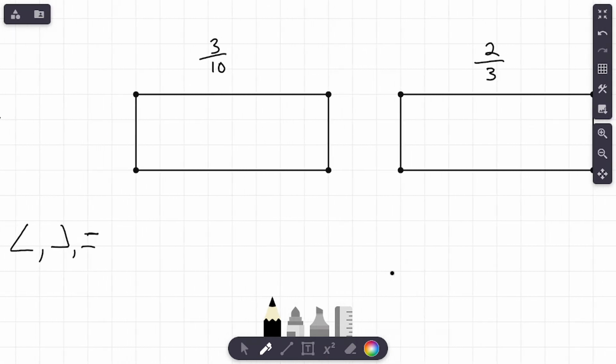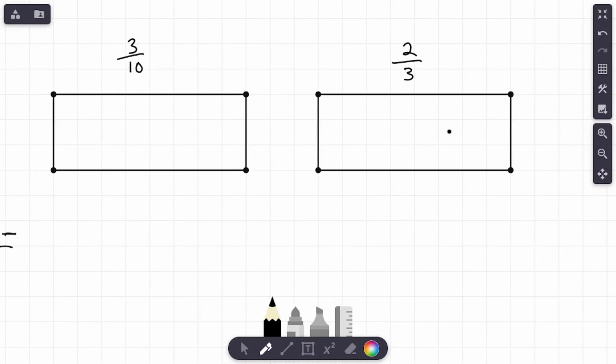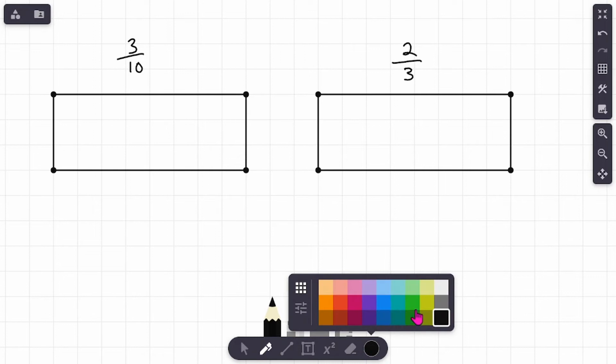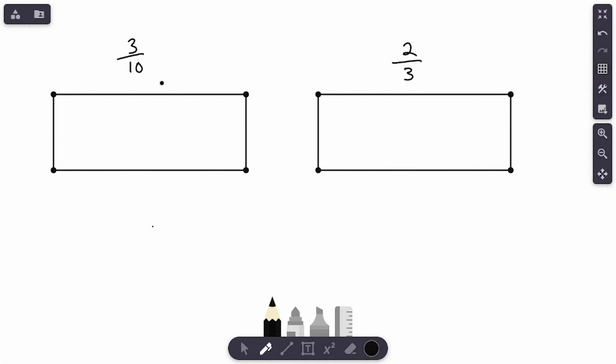Next problem I've got for you is going to be 3/10 and 2/3. So notice my fraction models here. I'm actually going to scoot it over a little bit more. My fraction models here on the screen, they are the same size. So with that being the case, let's get to dividing it up. Feel free to pause me and do it on your own. If not, you can join alongside me.